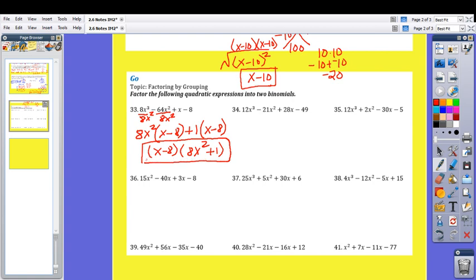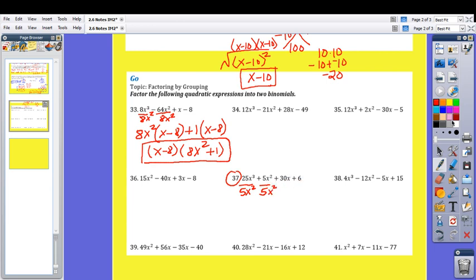Okay, let's do one more. Let's do number 37, and in that one you can see in these two you can take 5 common, and x squared they both have. So we will do x squared.